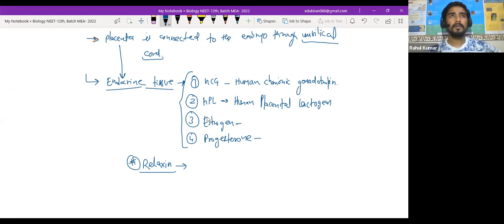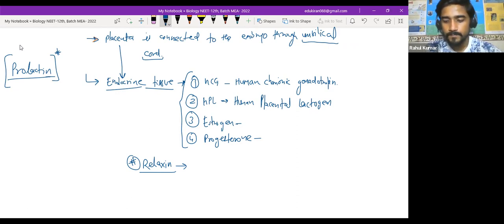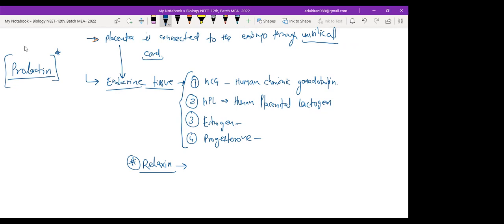Remember, there was one hormone coming from the pituitary known as prolactin. Class 11th, chemical control and coordination, a hormone secreted, prolactin. Yes or no? What was the function of prolactin? Are you there? Yes, sir. What was the function of prolactin?